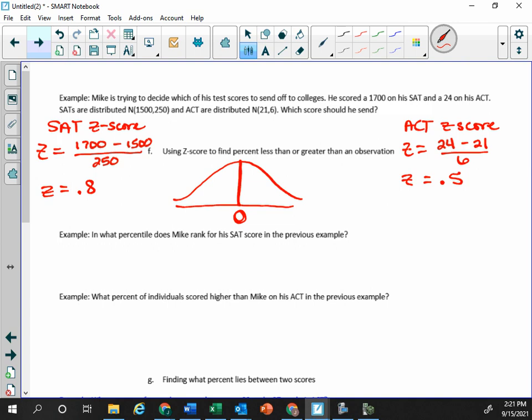Okay, so we've got 0.8 and 0.5, so neither of these are super far away from the mean, but the 0.8 would be further above the mean than the 0.5. Okay, but again, it's not connected to percentile when you're looking at z-score. Just want to make sure we understand that. Do you guys have questions on that?